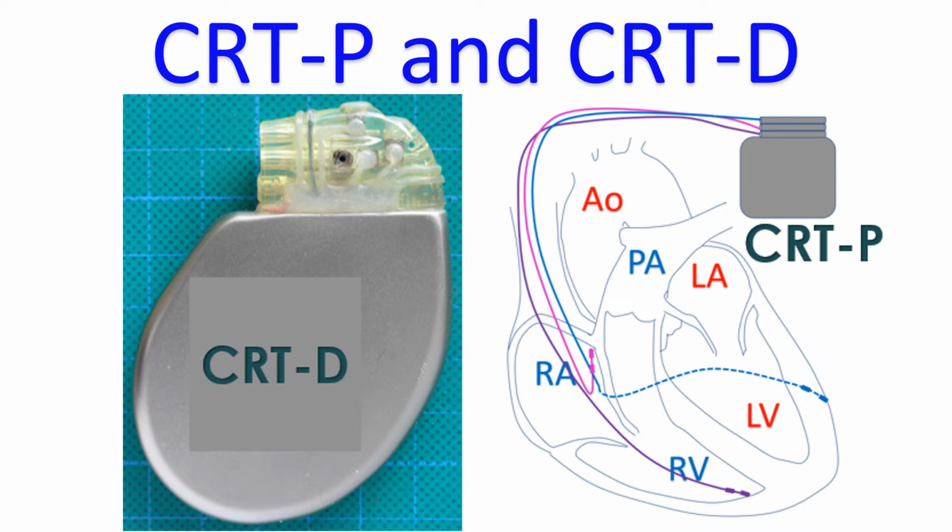CRT stands for cardiac resynchronization therapy. CRT is used in heart failure with reduced ejection fraction. According to the universal definition and classification of heart failure, heart failure with reduced ejection fraction has a left ventricular ejection fraction of 40% or less. CRT is a type of pacemaker in which three chambers of the heart are paced: right atrium, right ventricle, and left ventricle.